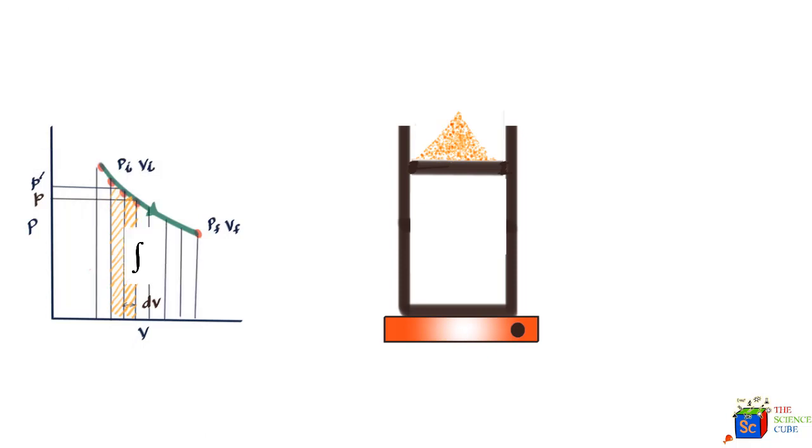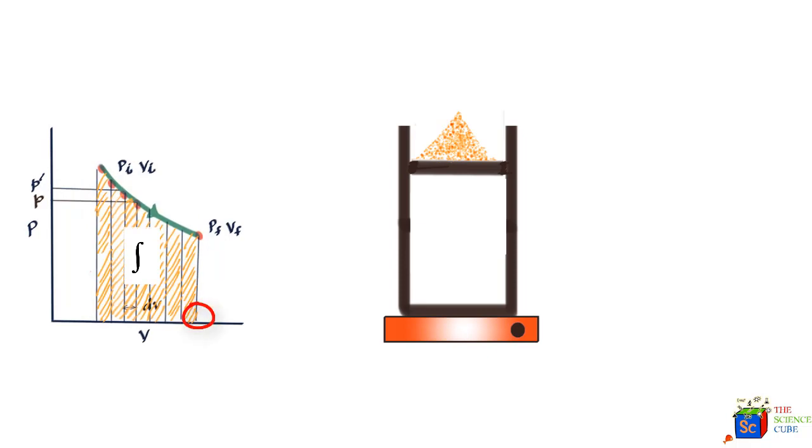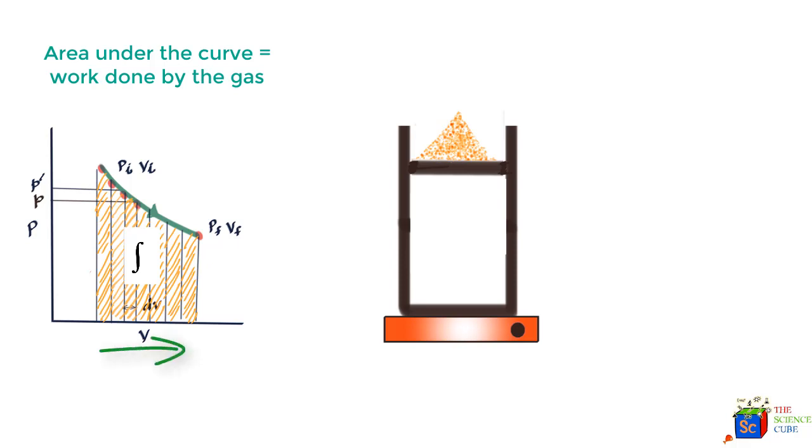So this calculation or summation of these boxes can be done very conveniently using integral calculus, such that the integral of P dV between Vf, or volume final, minus volume initial, that is Vi, gives the exact area under the curve. So as a summary, what you need to remember is that the area under the curve gives the work done by the gas, and since the gas is expanding, or volume is increasing, this work is considered positive.